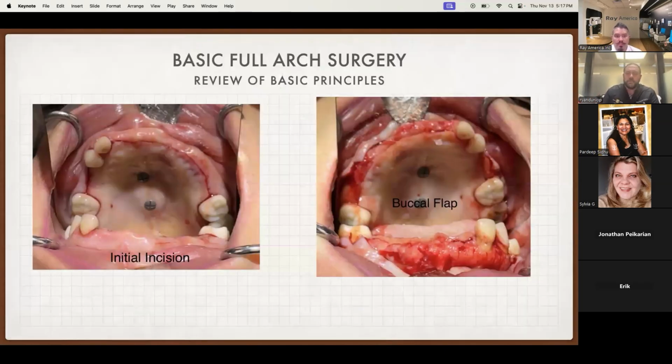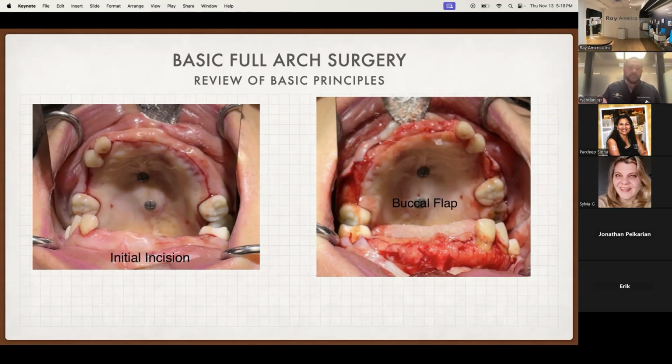So I'll go through a couple of basic surgical slides so everybody understands what full arch implant dentistry is like, at least at Full Arch Masters. So the initial incision is a crestal incision. You can see on the palate here, I've placed two metal screws on the palate. These form the base of our digital workflow. This isn't a digital workflow lecture, but just understand that we place those right before surgery, so that we have something as kind of like a geometric home base.